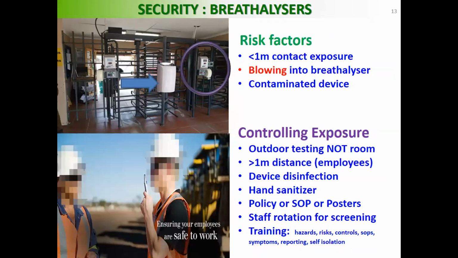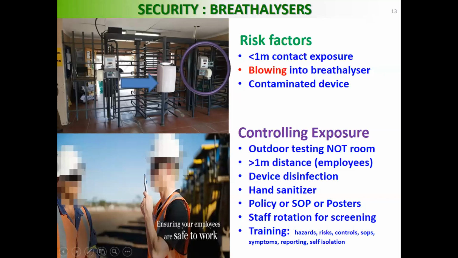So security at the mining industry, for example, who have to allow the workers to come in and do a breathalyzer test before they enter the workplace, for their safety also. So the worker is required to blow onto this machine. Blowing means you are releasing droplets from there. So as you can see from here, they have some kind of control in place. They have wipes to wipe after each individual has blown there.